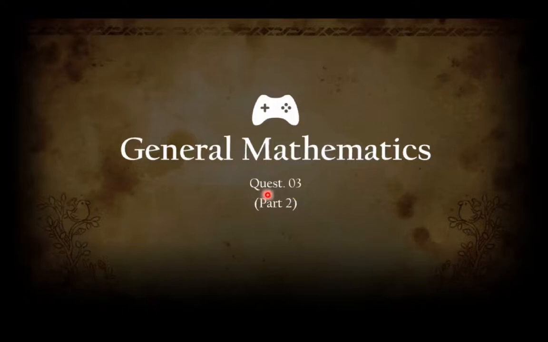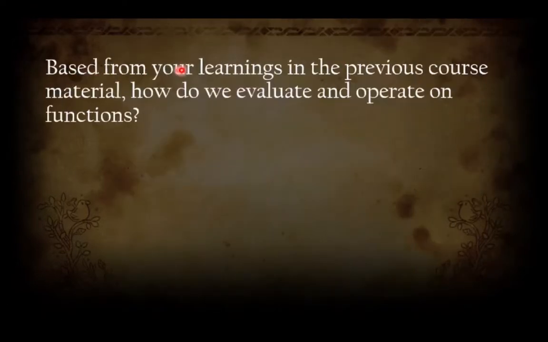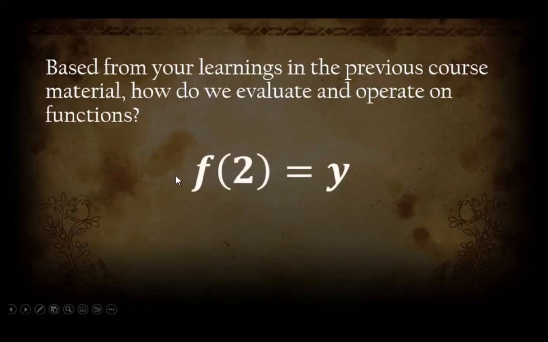Good day, class. This is the continuation or part 2 of our quest 3. Based from your learnings in the previous course material, how do we evaluate and operate on functions? Previously, we have discussed evaluation and operations on functions, and now we'll be tackling the combination of the two. We understood that to evaluate the function f at a number, we simply substitute or replace the independent variable with the value we are given.